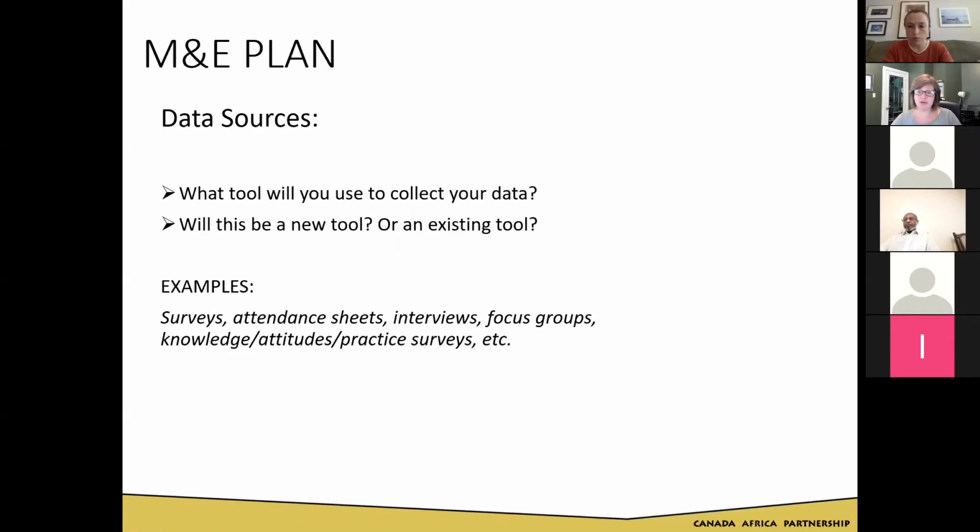What tools are you going to use to collect your data? Are you going to use surveys? Are you going to use interviews? Are you going to use focus groups? Are you going to be looking at attendance records, as I said, at the output level?